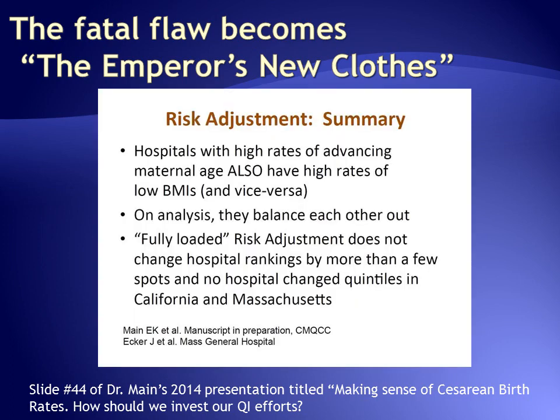This is slide number 44 of his 2014 presentation titled Making Sense of Cesarean Birth Rates: How Should We Invest Our QI Efforts? In this presentation, he claimed that hospitals with high rates of advancing maternal age also have high rates of low BMIs, and when analyzed, they balance each other out. The first two bullet points contradict 20 years of prior research, including his own work from 2006. So Dr. Main has either made an incredible new discovery or he has made another fatal error. The third bullet point refers to a fully loaded risk adjustment and leads you to believe that his incredible discovery is confirmed coast to coast.